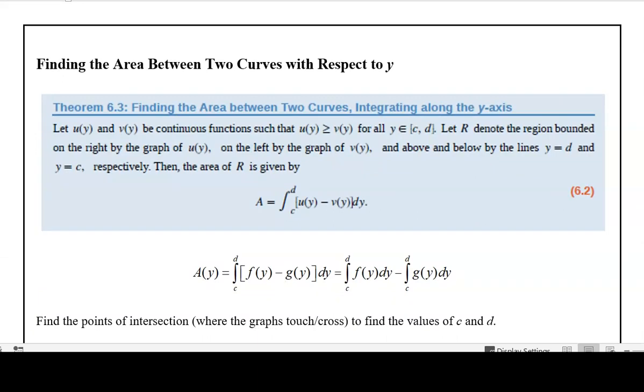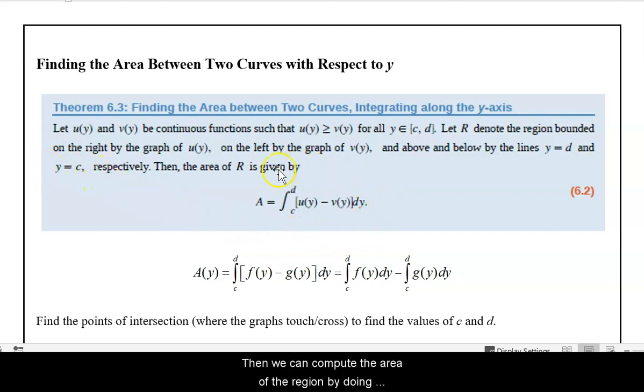Here is the theorem from the textbook discussing the area between two curves with respect to y. Notice that the functions must be continuous over the closed interval from c to d so that we can compute the definite integral. We will let R this time denote the region that is bounded on the right by u of y and on the left by v of y, and above by the horizontal line y equals d, and below by the horizontal line y equals c.